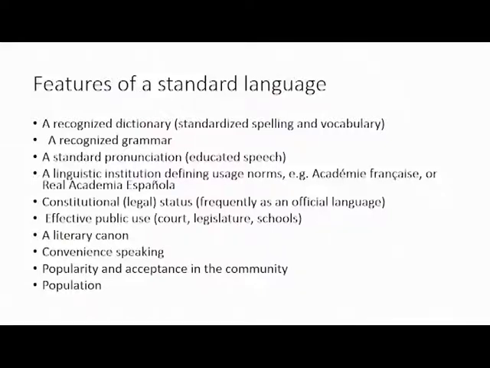So what makes up a standard language? A standard language has the following features. It has a recognized dictionary, which has a standardized spelling and vocabulary. It has a recognized grammar. It has a standard pronunciation, which is educated speech.